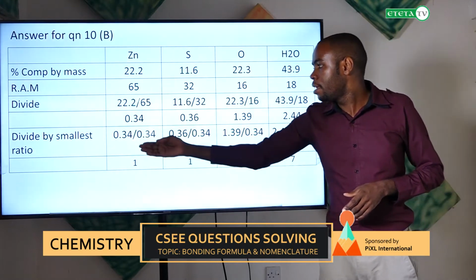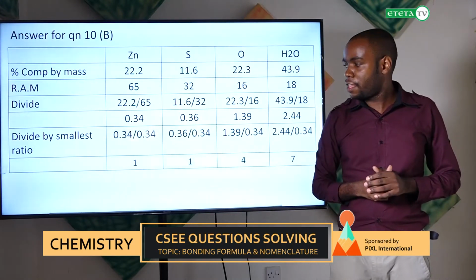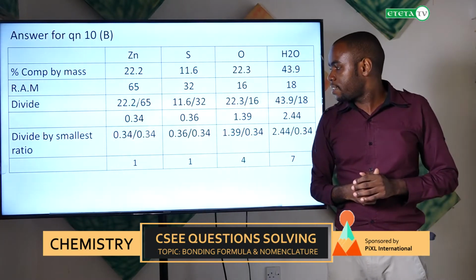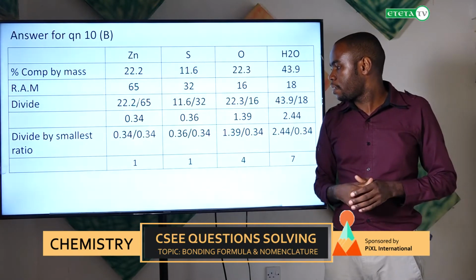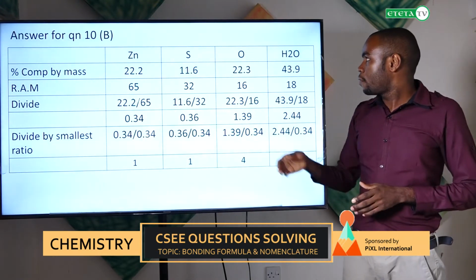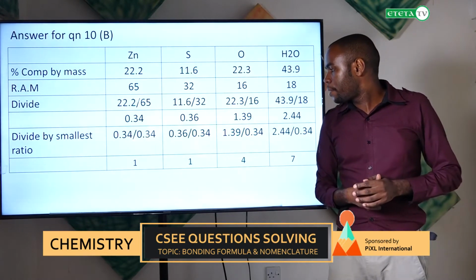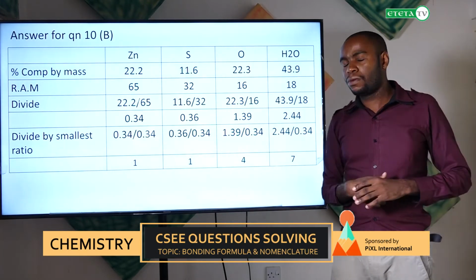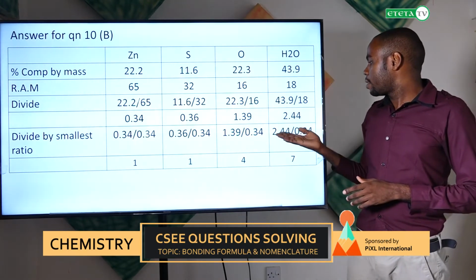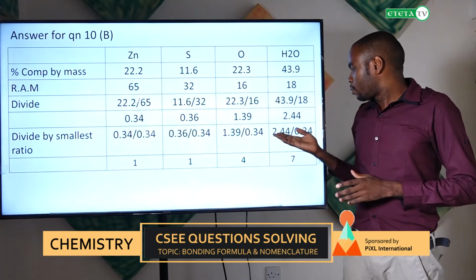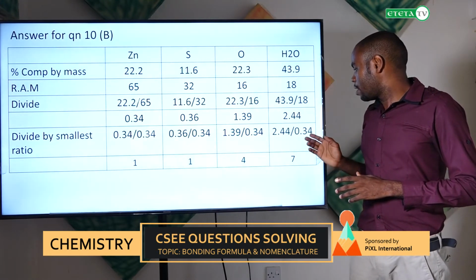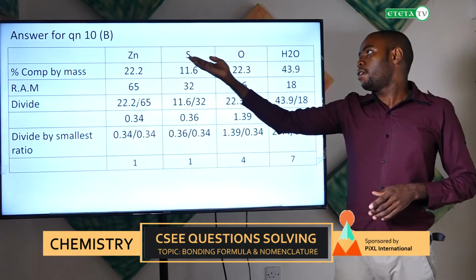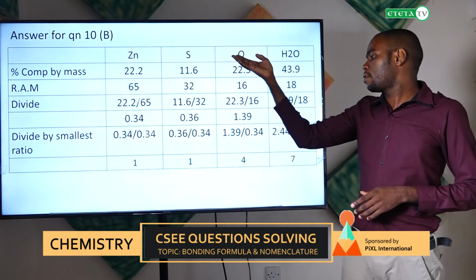For zinc, it will be 0.34 divided by 0.34, which is equal to 1. For sulfur, you take 0.36 divided by 0.34, which is equal to 1. For oxygen, you take 1.39 divided by 0.34, which is equal to 4. And for water, you take 2.44 divided by 0.34, which is equal to 7. So for zinc, the answer is 1, for sulfur 1, for oxygen 4, and for water 7.